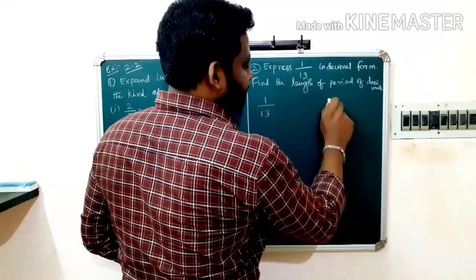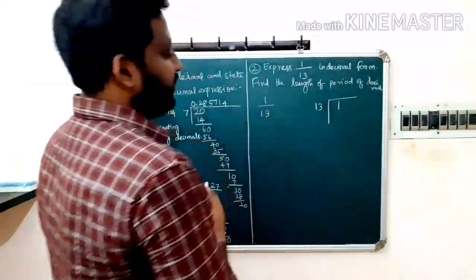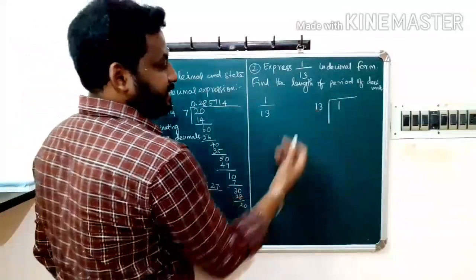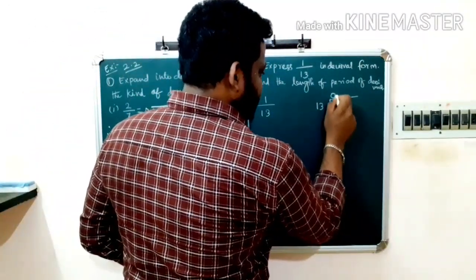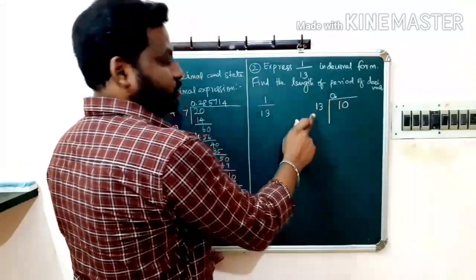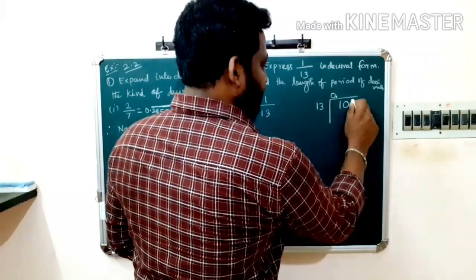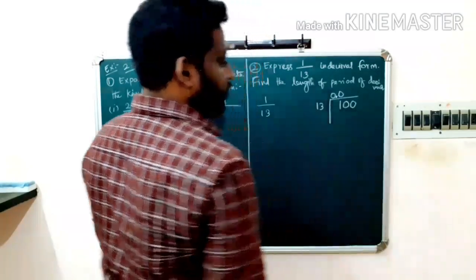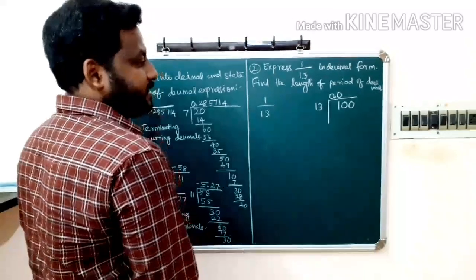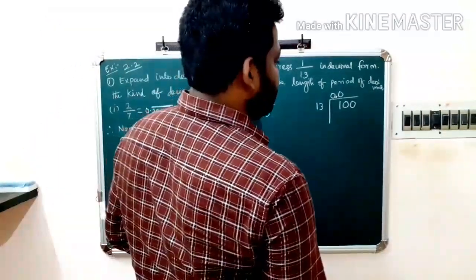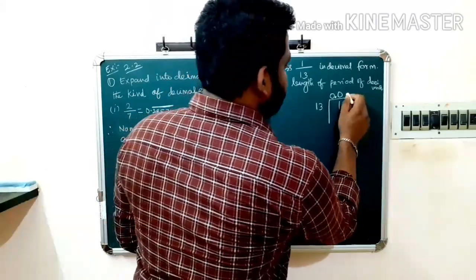So 1 is divided by 13. We know that 1 is less than 13, so we add 0 here and make a decimal, 0. Then 10 is also less than 13, so we add another 0 here, and another 0. So 100. How many 13s are in 100?